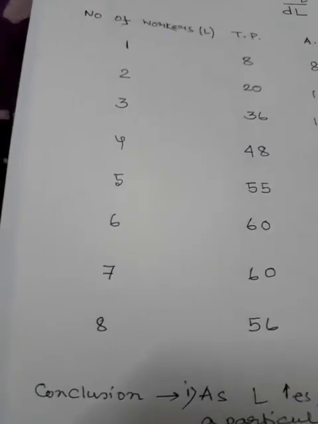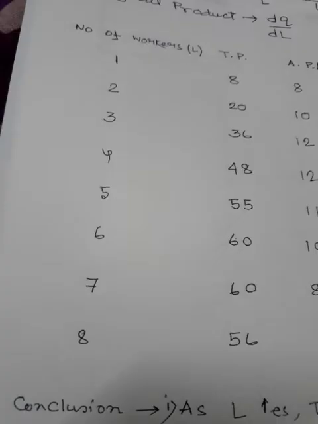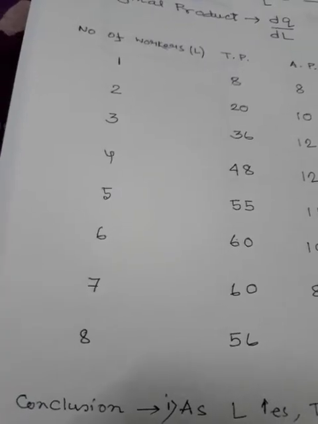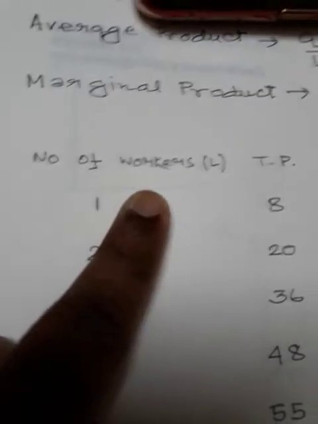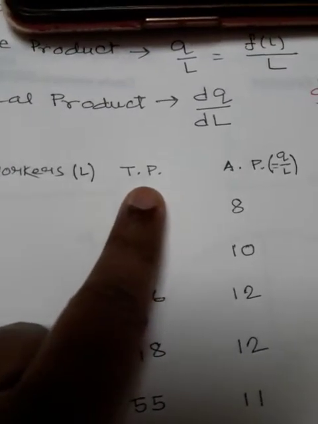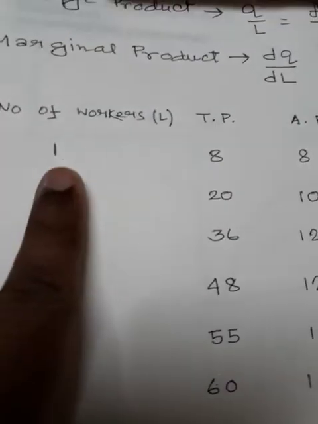When it is 4, this is 48 units. When this is 5, this is 55 units. When this is 6, 60 units. When this is 7, this is 60 units. And when this is 8, you can see 56 units. So here this is the number of workers, meaning labor, and this is total product. So these are the two columns.